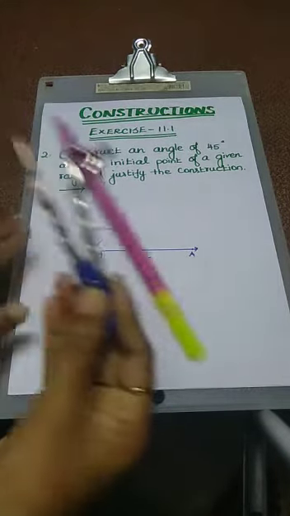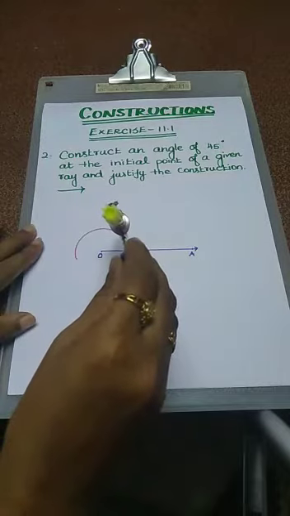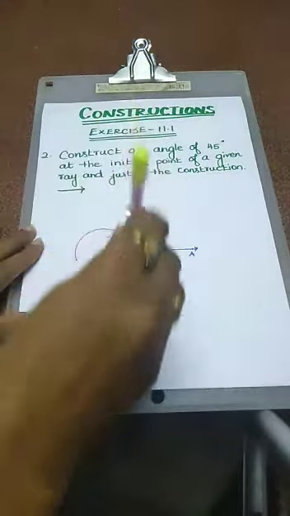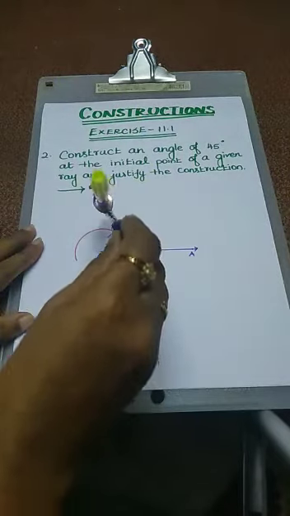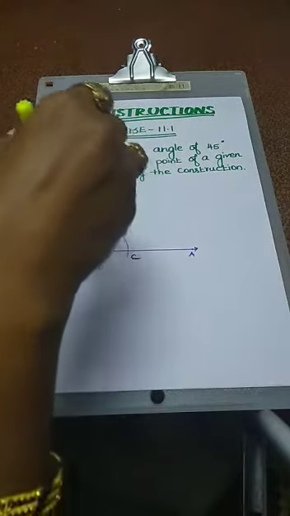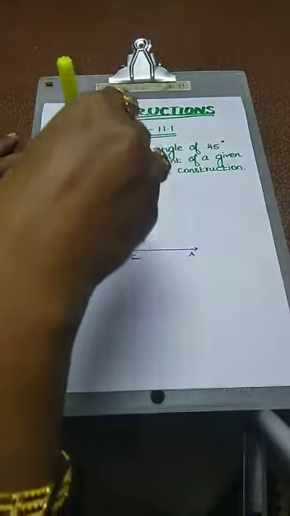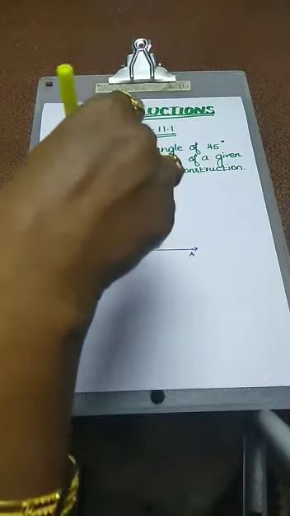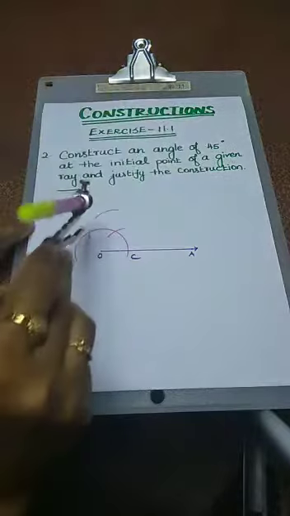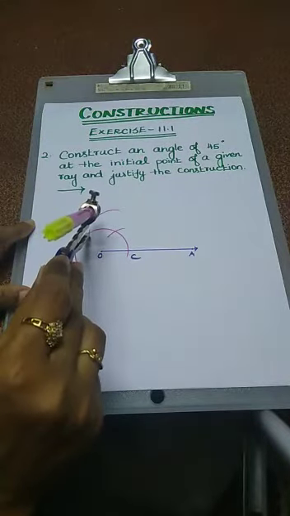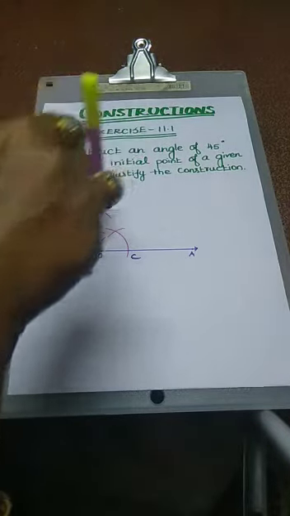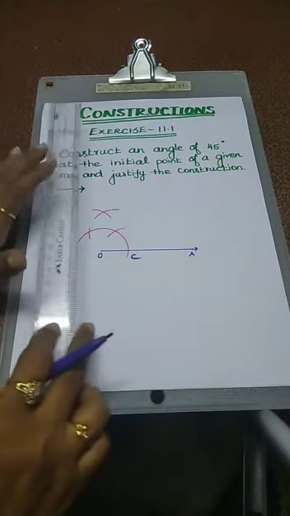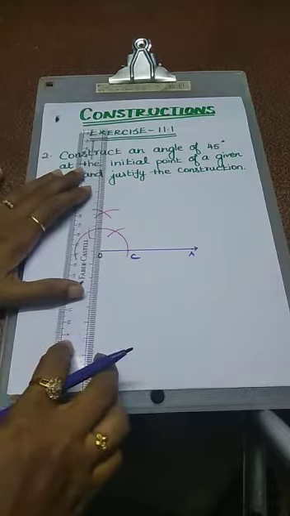Another one, the same measurement, with C as center, draw an arc. This is the second arc. Again, with the second arc as center, next we have to draw the third arc. This is D, this is E. With D as center, we draw one arc. With E as center, we draw another arc. These two arcs meet at one point. The point is F.